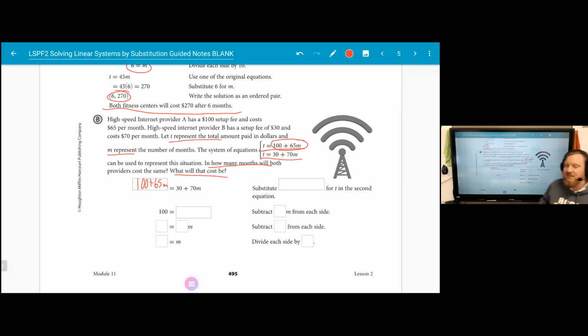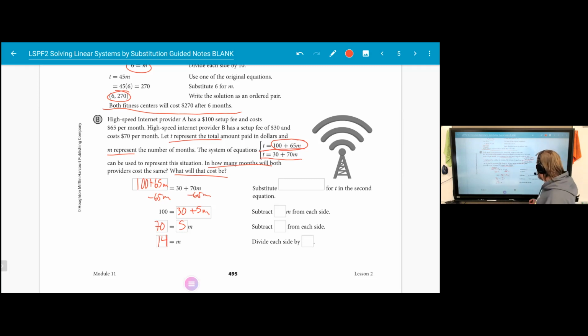Well, I need to solve for the variable. I need to get the variable on one side and the constants on the other. So what I'm going to do is subtract 65M from both sides. And I have 30 plus 5M on the other side. If I subtract 30 from both sides, I have 70 equals 5M. Divide both by 5 to get M by itself. And 70 divided by 5 is 14. So we know that it's 14 months.